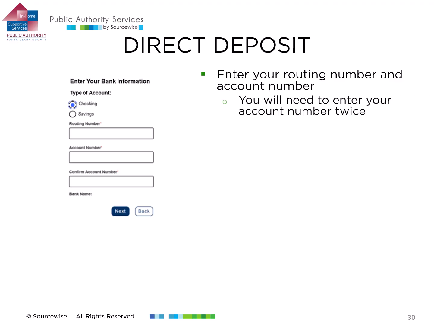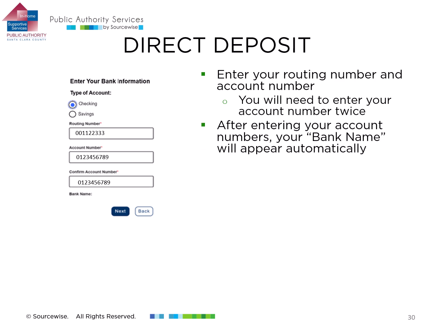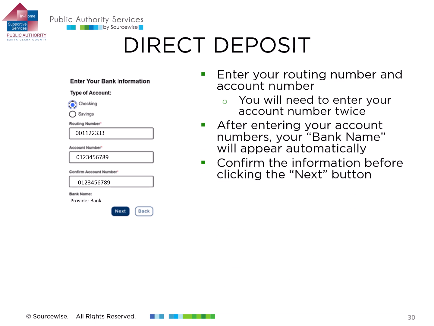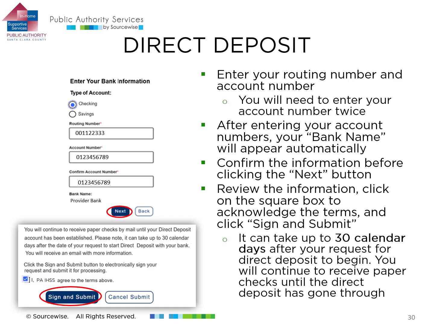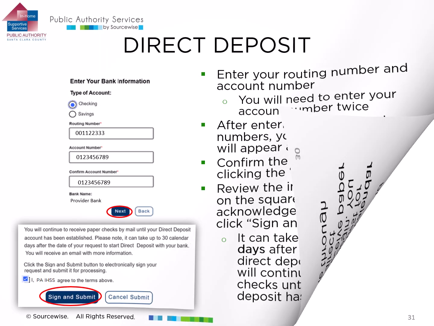You will need to enter your account number twice to confirm you have entered it correctly. After entering your account number, your bank's name will appear automatically. Review the information to make sure it is all correct before clicking the Next button. In the next screen, review the information, click the checkbox to agree, and click the Sign and Submit button. After submitting your direct deposit request, it can take up to 30 calendar days for the direct deposit to take effect. You will continue to receive paper paychecks until then.